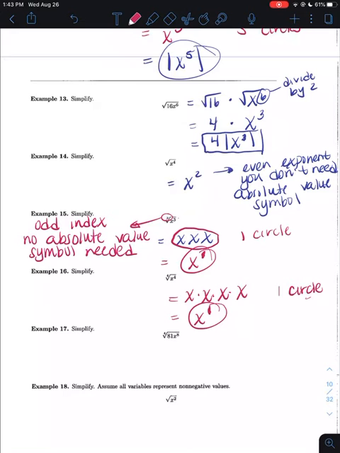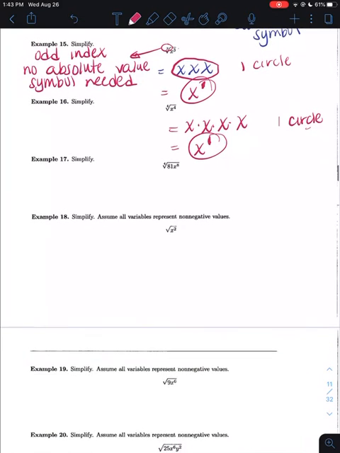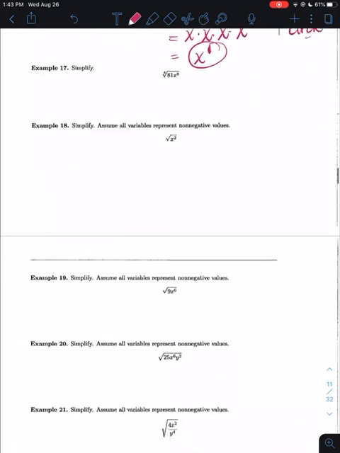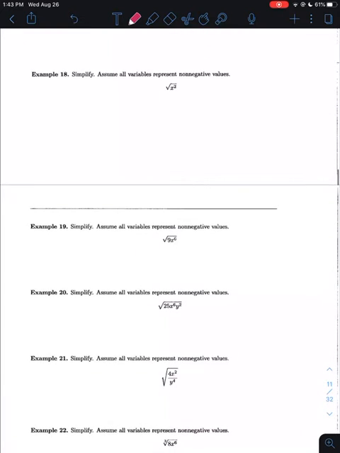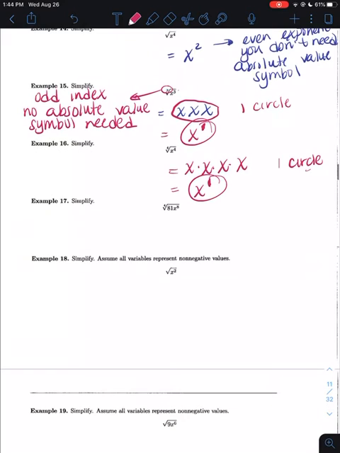All right, looking at the 4th root. Oh, actually, pause the video. Try the next few examples. So try 17, 18, and 19.